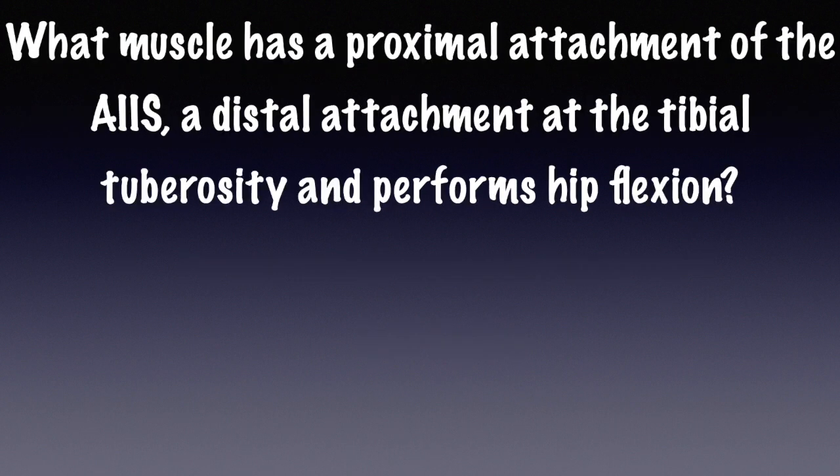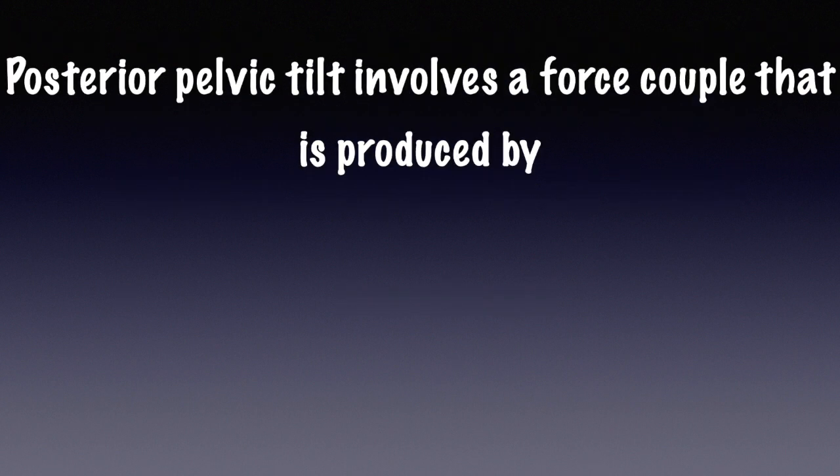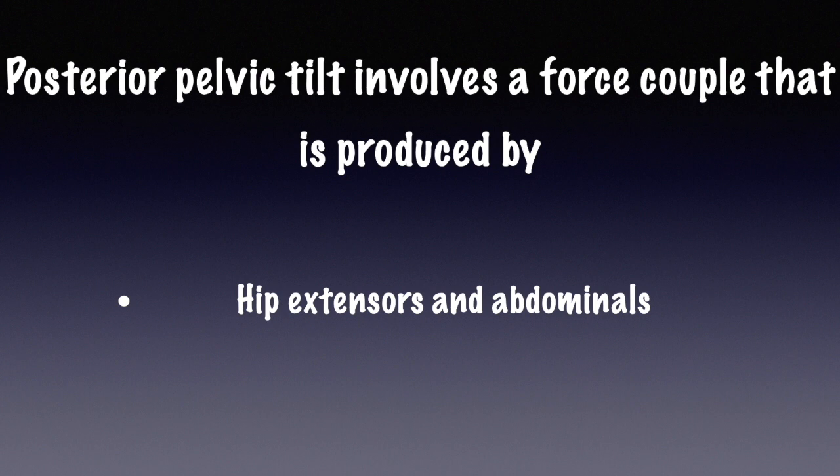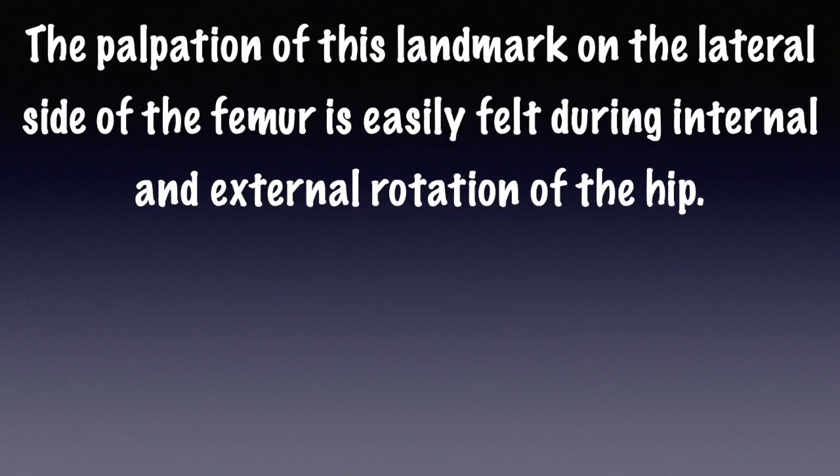What muscle has a proximal attachment of the AIIS, a distal attachment at the tibial tuberosity and performs hip flexion? Rectus femoris. Posterior pelvic tilt involves a force couple that is produced by hip extensors and abdominals. The palpation of this landmark on the lateral side of the femur is easily felt during internal and external rotation of the hip. Greater trochanter.